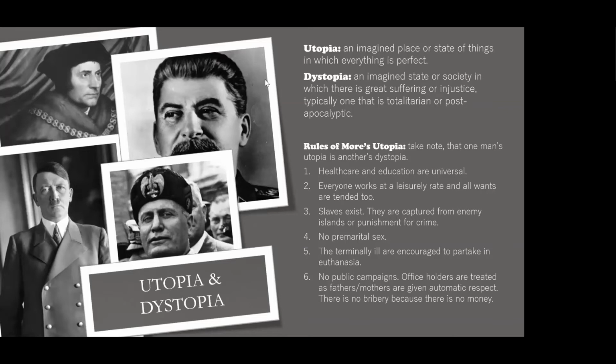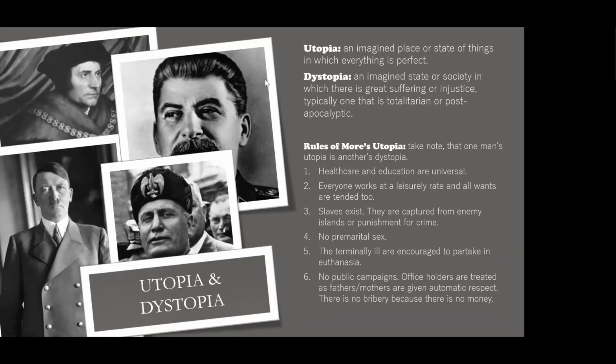And utopia is an imagined place or state of things in which everything is perfect. So utopia actually comes from the 1500s by an author named Sir Thomas More. Now, what's interesting is More was trying to write the perfect society. He made a couple of interesting choices. One, when he spelt the word utopia, he seems to have spelt it wrong.